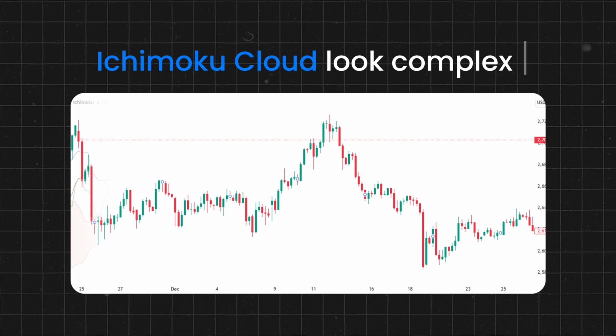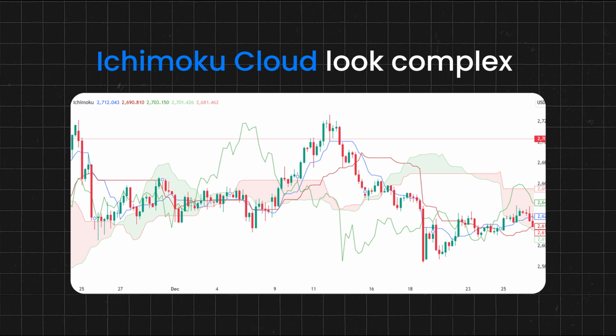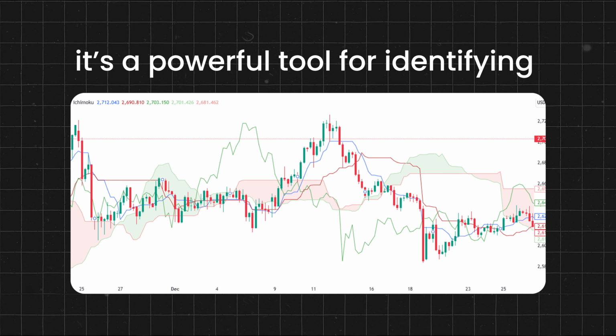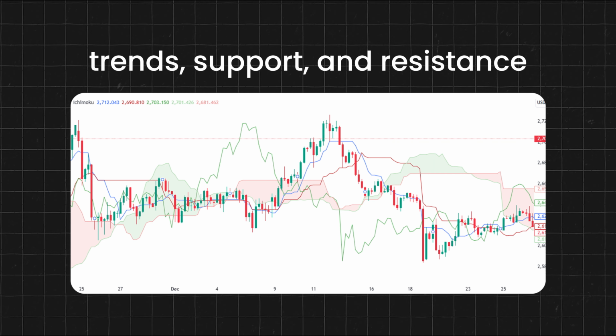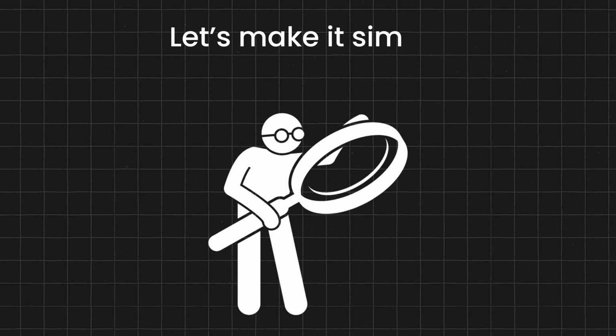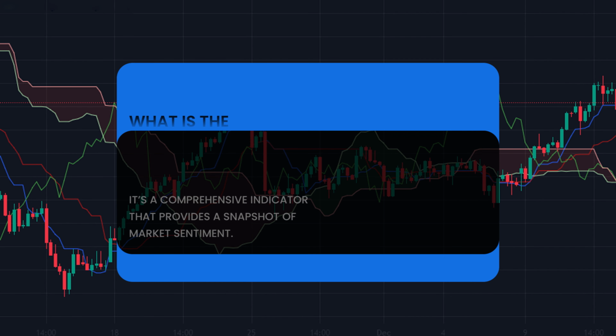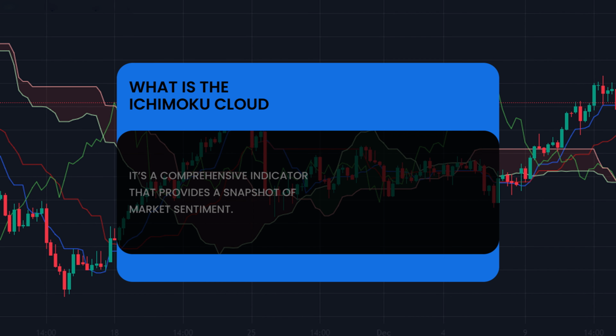The Ichimoku Cloud might look complex at first glance, but it's a powerful tool for identifying trends, support, and resistance. Let's break it down and make it simple. What is the Ichimoku Cloud? It's a comprehensive indicator that provides a snapshot of market sentiment.